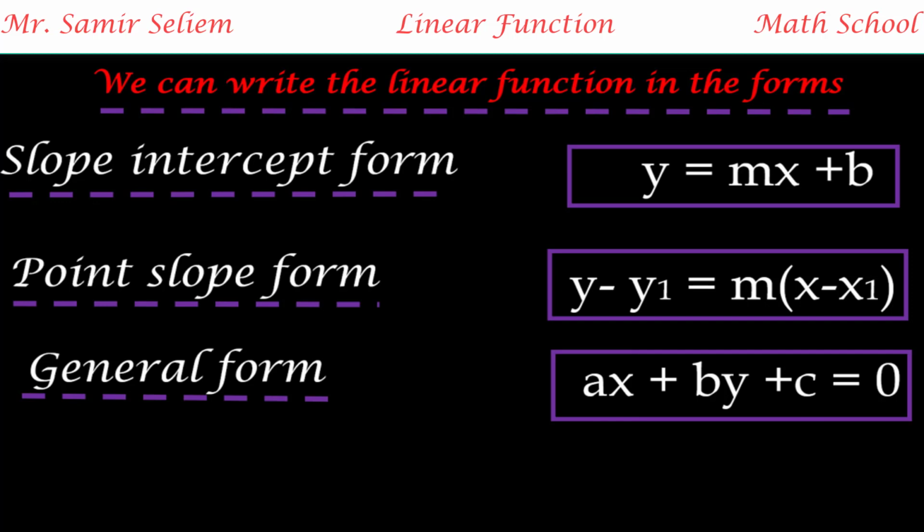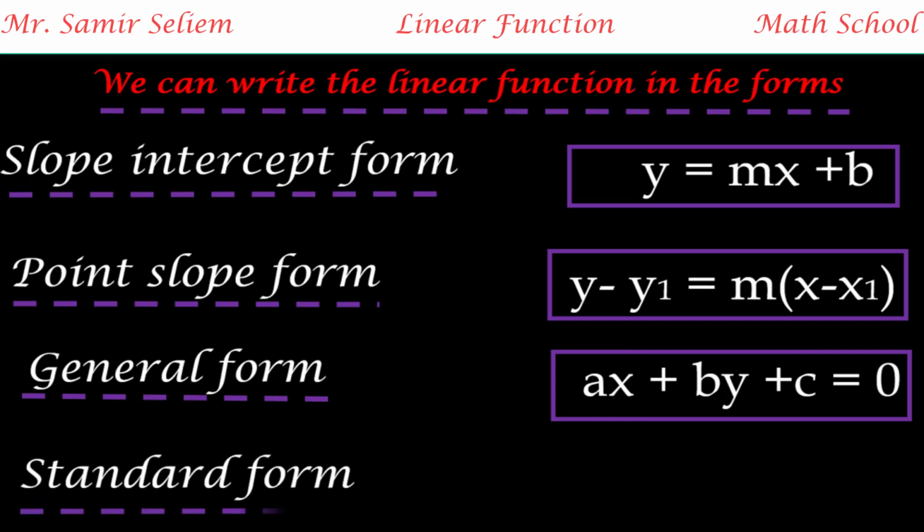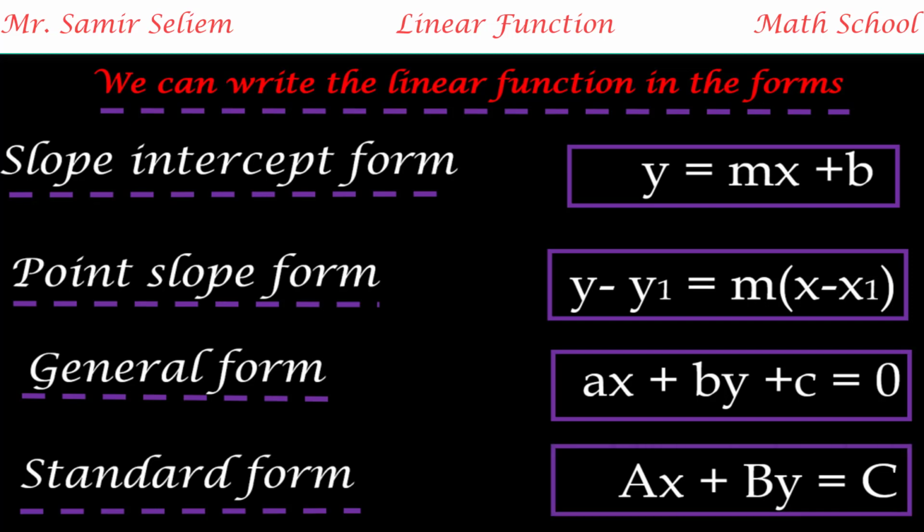And the last form is the standard form. The standard form is what? ax plus by equals c. This is the standard form. So let's have a shape. We can summarize the 4 forms here like this.